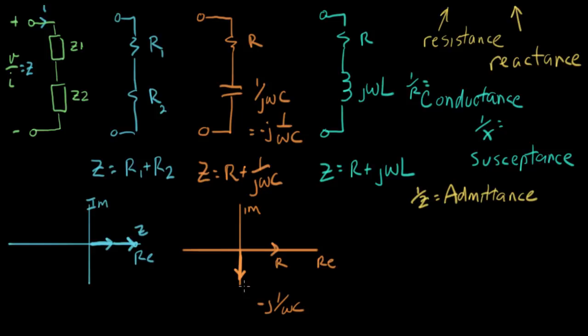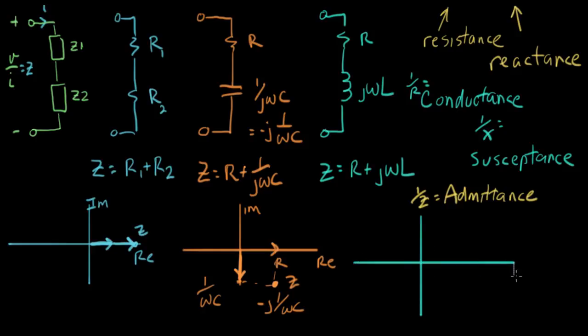And this point right here has a magnitude, the length of that vector, of 1 over omega C. And that point right there, when we do the vector add, that'll be Z, right there, like that. And let's do the L.